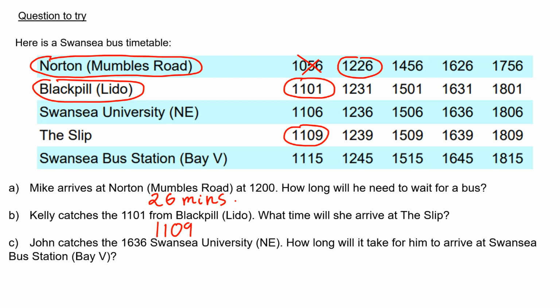John catches the 16:36 Swansea University Northeast, this one here. 16:36 is this column. How long will it take for him to arrive at Swansea bus station? Well, it should take him 9 minutes.